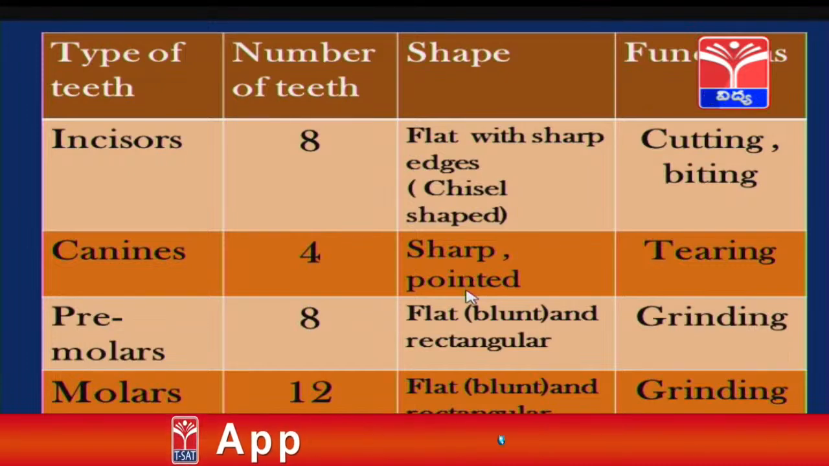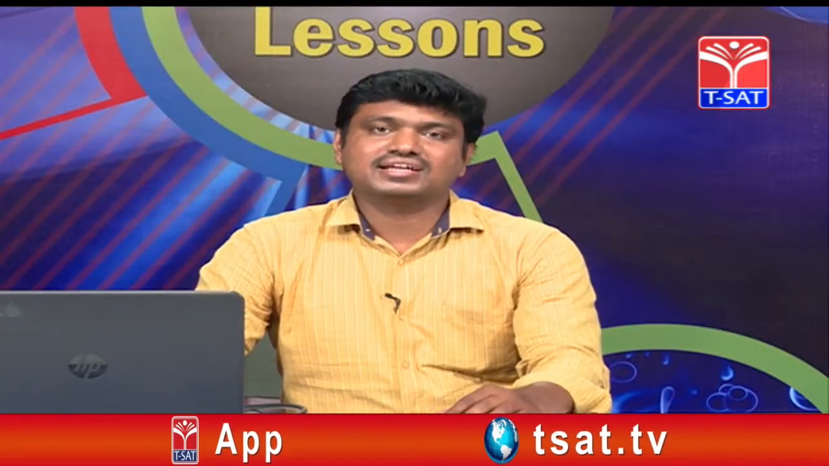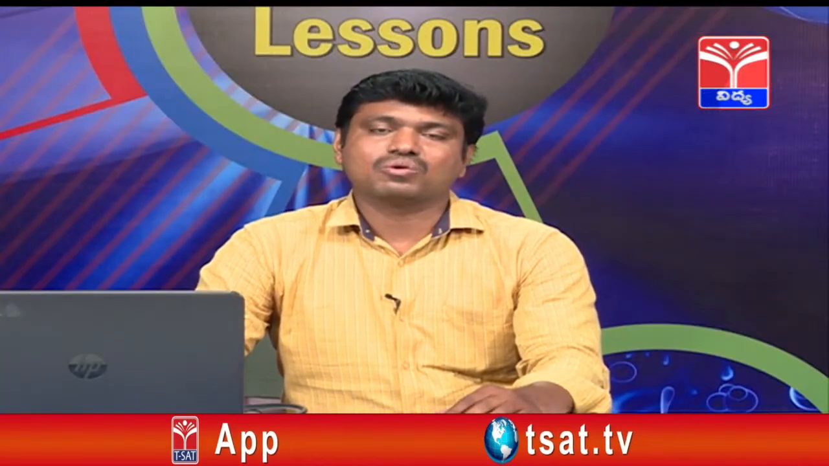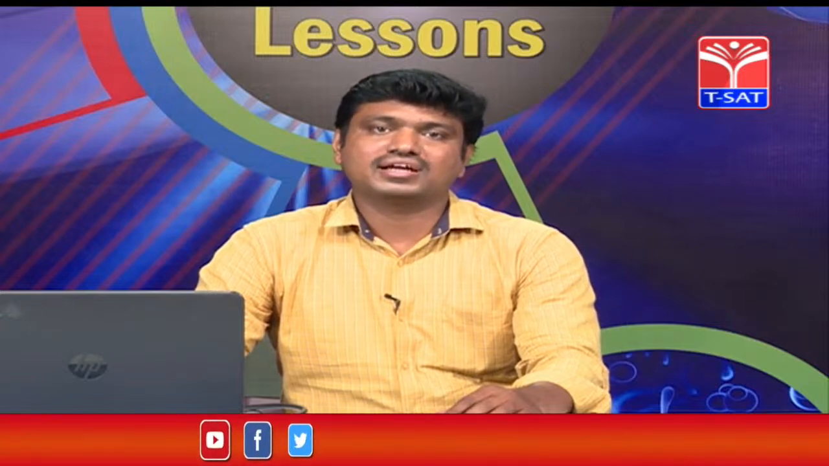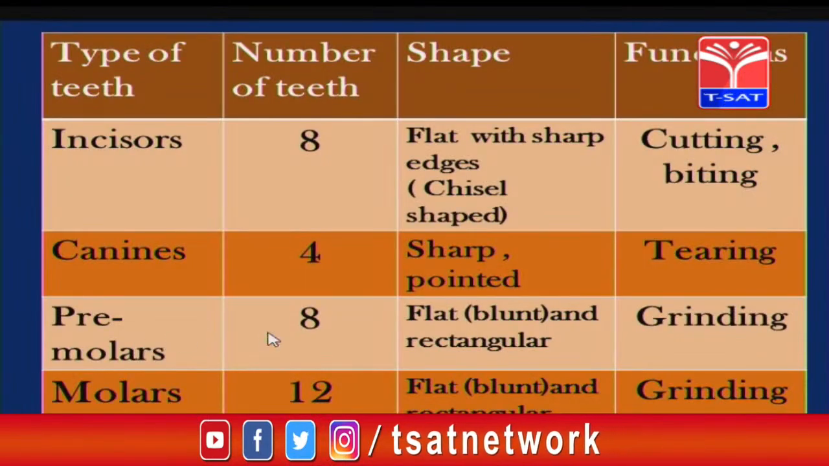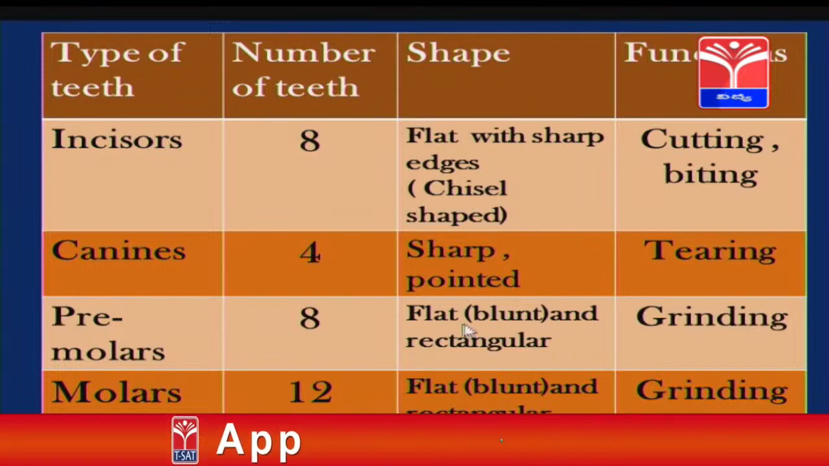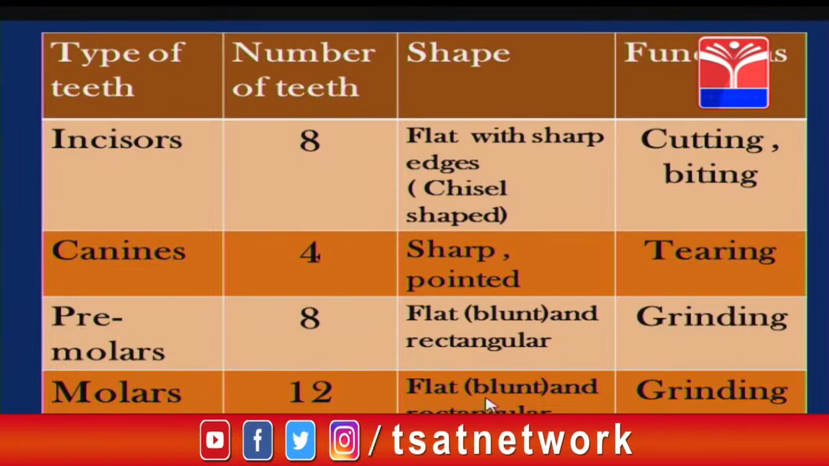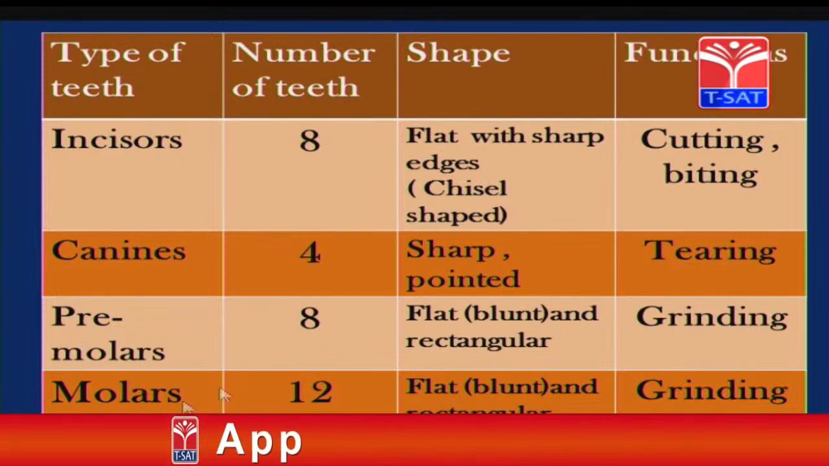Students, if you see in carnivorous animals, these canines are well developed with long pointed edges, which help in tearing the flesh. Premolars, they are 8 in number, they are flat or blunt and rectangular in shape, they are used in grinding. Molars, they are 12 in number, they are also flat or blunt and rectangular in shape, they also help in grinding. Both premolars and molars are used in thorough grinding of the food during the mastication process.